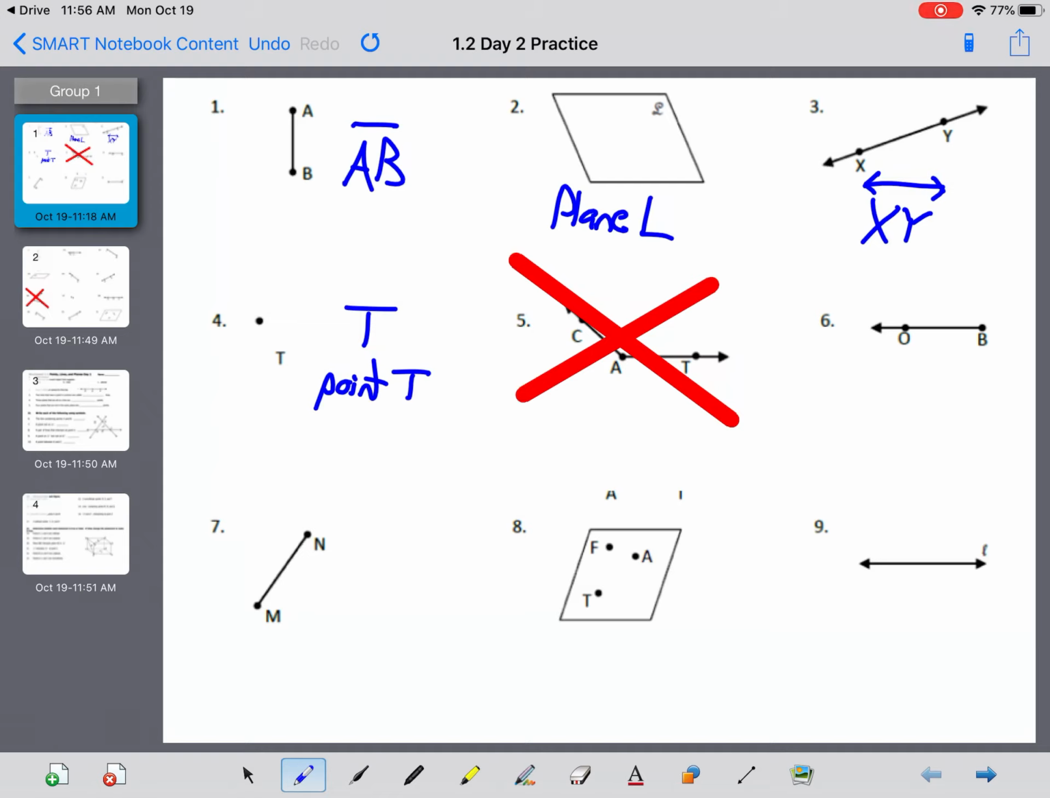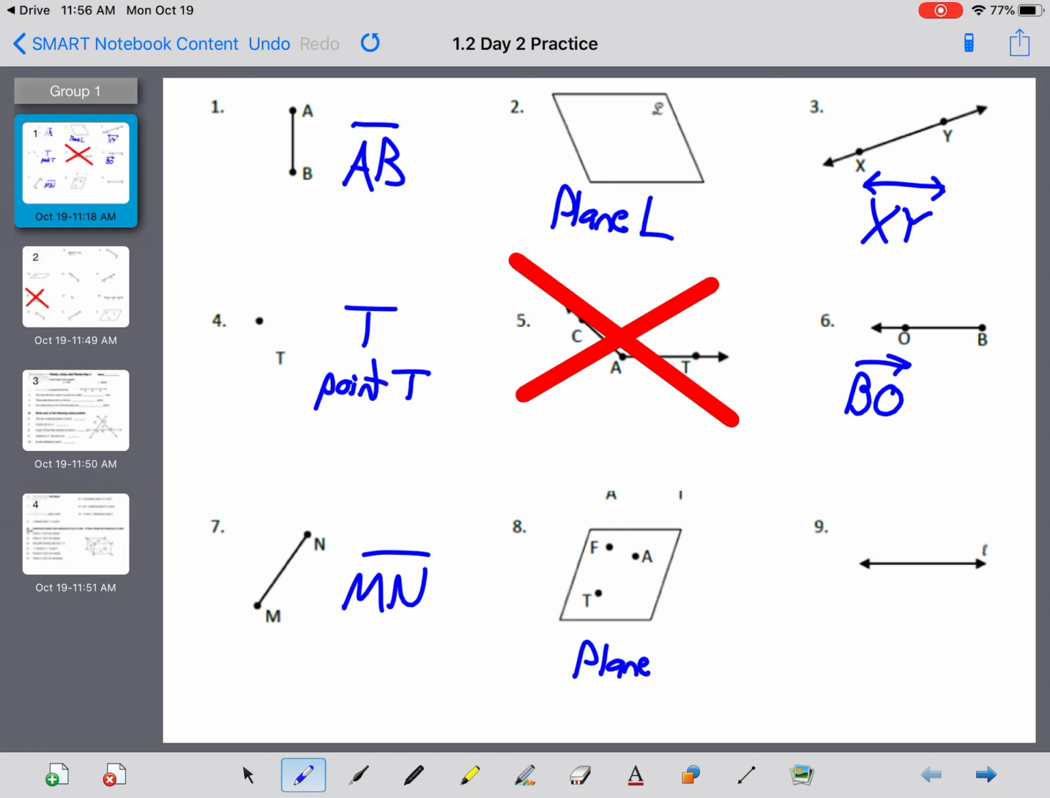Number 6 is a point on one side, or an endpoint, followed by a line extending in one direction. We call those rays. This is ray, V-O. Arrows only on one side. Number 7 is just like number 1. You have another segment. This is MN. Line segment MN.